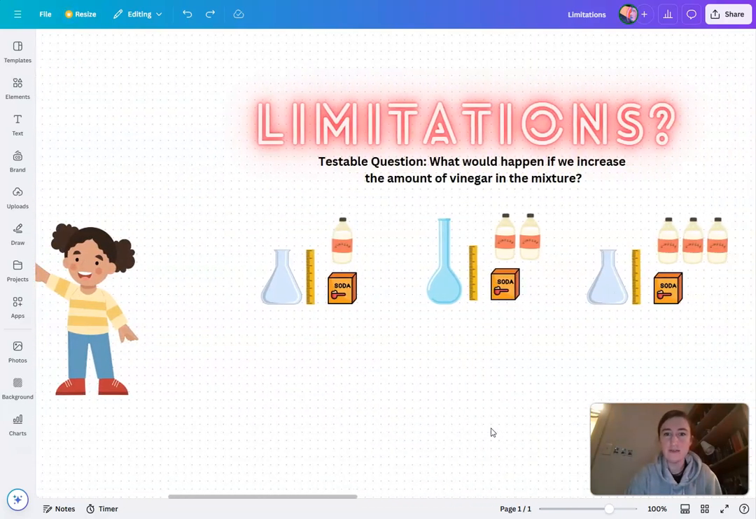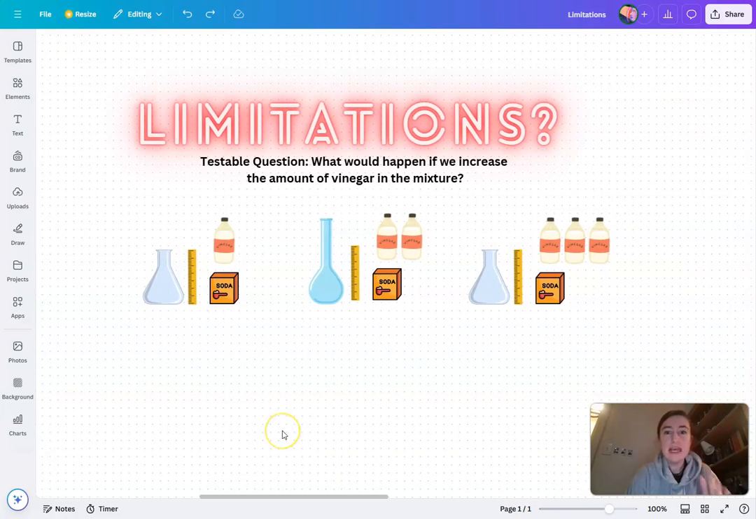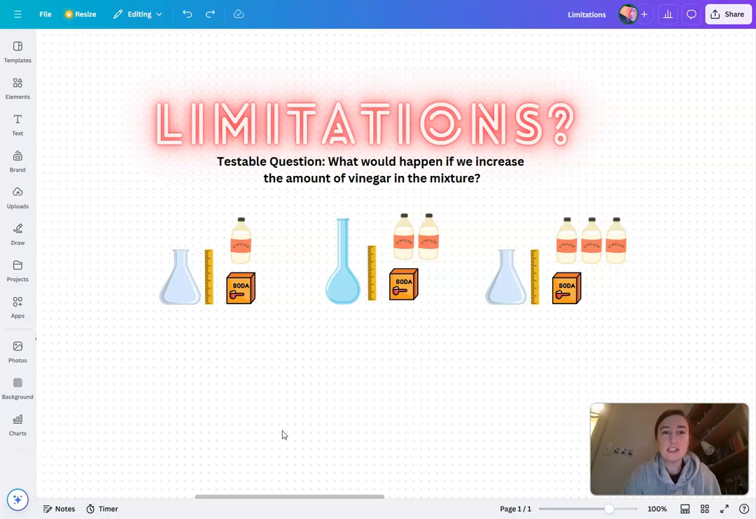All right, let's move on to a different example. In this example, our testable question is, what would happen if we increase the amount of vinegar in the mixture? So we are measuring maybe the height of the explosion with the ruler here. We have a flask in each trial, 1, 2, 3, and we are increasing the amount of vinegar, like maybe 1 bottle of vinegar, 2 bottles of vinegar, and 3 bottles of vinegar. Now, just looking at this experiment setup, what would be the limitation here? Answer that question.